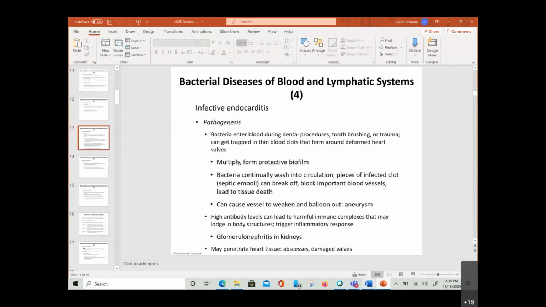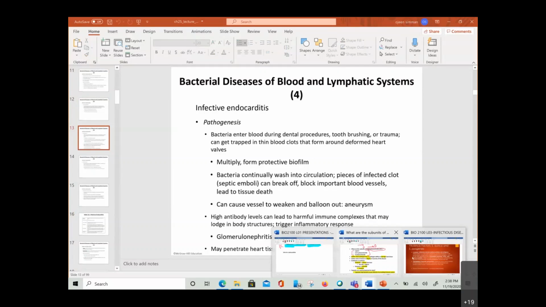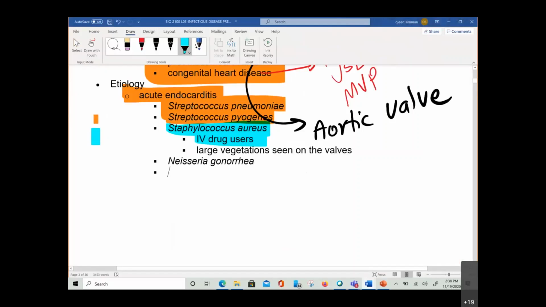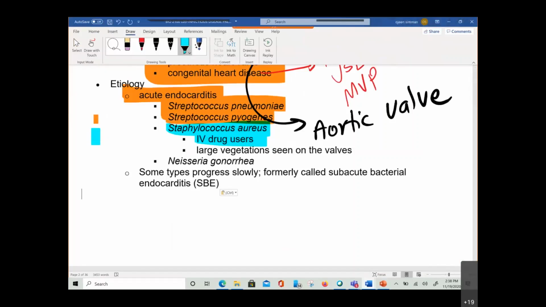Okay. Now there's another subtype called subacute bacterial endocarditis. This is the type that progresses very slowly because the signs and symptoms are not very noticeable.